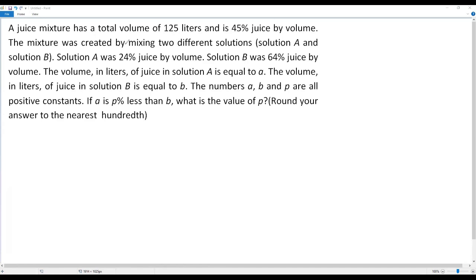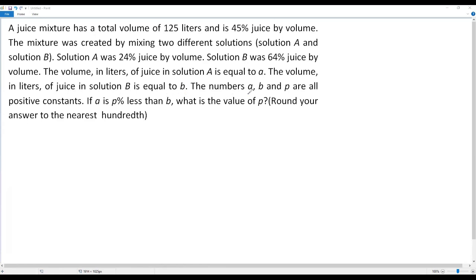The mixture was created by mixing two different solutions, solution A and solution B. Solution A was 24% juice by volume. Solution B was 64% juice by volume. The volume in liters of juice in solution A is equal to lowercase a. The volume in liters of juice in solution B is equal to lowercase b.